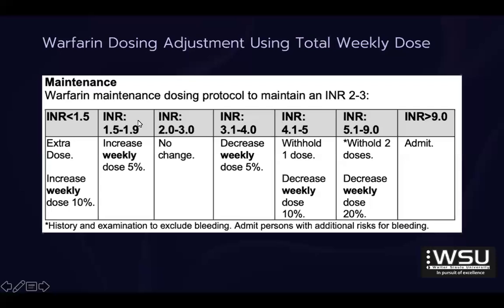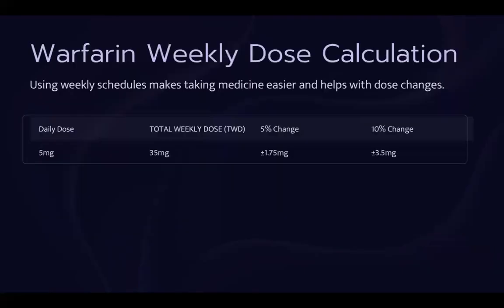There are also some recommendations that if you are very close to 2 or just over 3, to also not get too vigorous about changing dosing too quickly. You might want to check another INR just to make sure that you are actually definitely abnormal. So let's just look at how we do this weekly dose calculation.